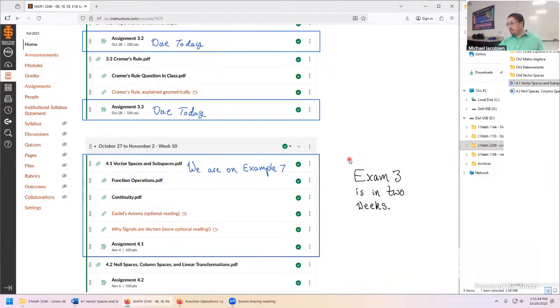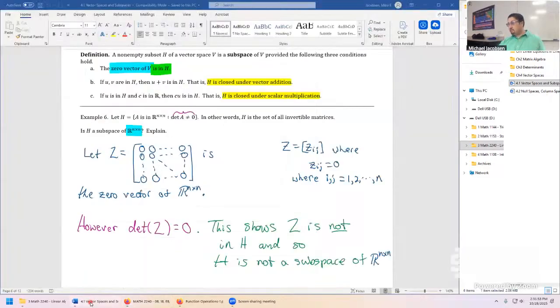Okay, well, returning back to section 4.1, here's where we left off. We defined what a vector space is. We looked into a lot of the canonical examples of what vector spaces could be, the ones we studied in chapter 1, and other new ones like the space of continuous functions, polynomial spaces as well.